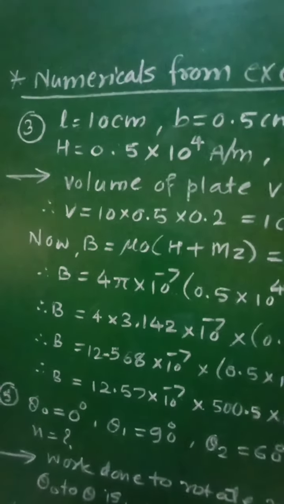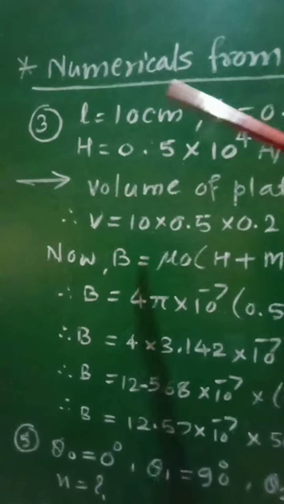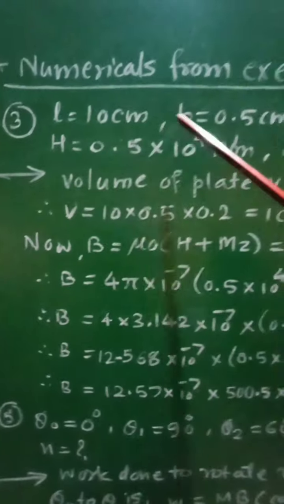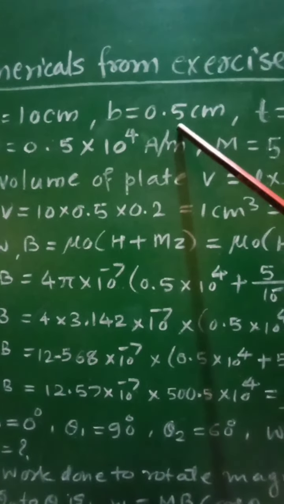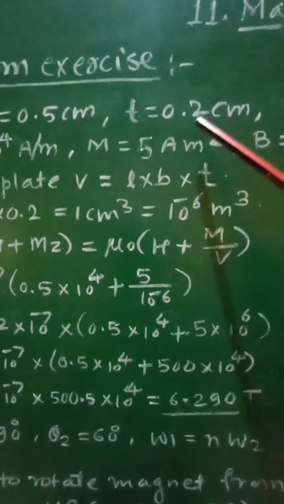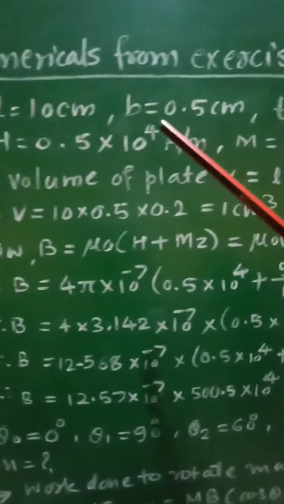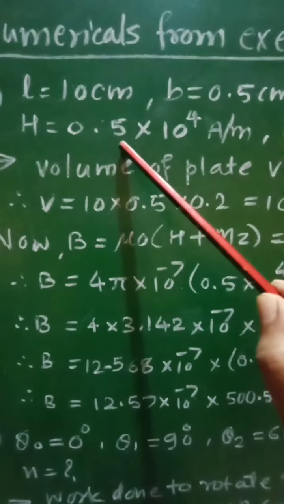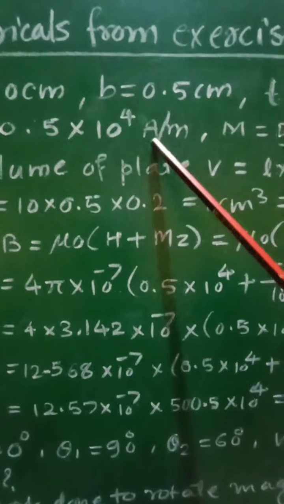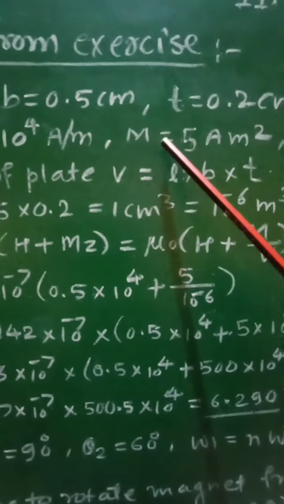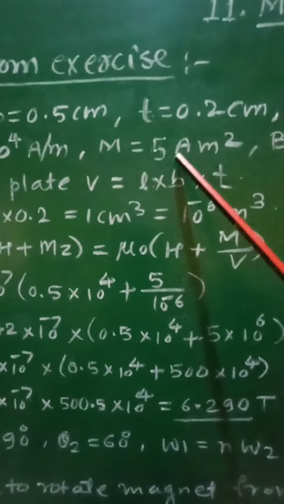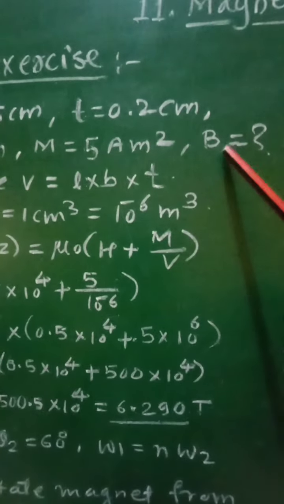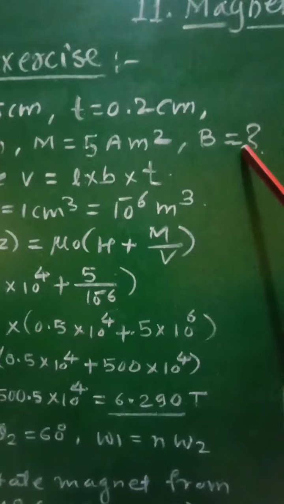So here the given data is: length of the plate L is equal to 10 centimeter, breadth is equal to 0.5 centimeter and thickness is 0.2 centimeter. Then magnetizing field H is 0.5 into 10 raised to 4 ampere per meter. Then magnetic moment M is equal to 5 ampere meter square, and we have to find out the magnetic field, that is magnetic induction B.